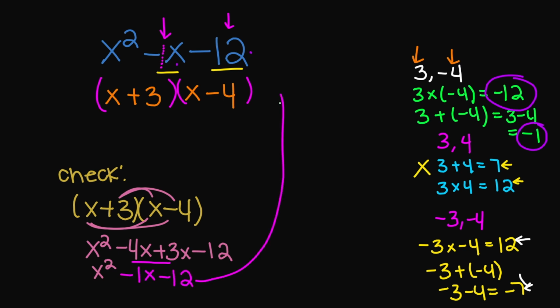And as you can see, it's going to take you back to your original problem. So your final answer here is going to be x plus 3 times x minus 4. Next: x squared plus 4x minus 12. I need two numbers. When you multiply, it's going to give me a negative 12. Those same two numbers, when you add or subtract, needs to give us a positive 4.